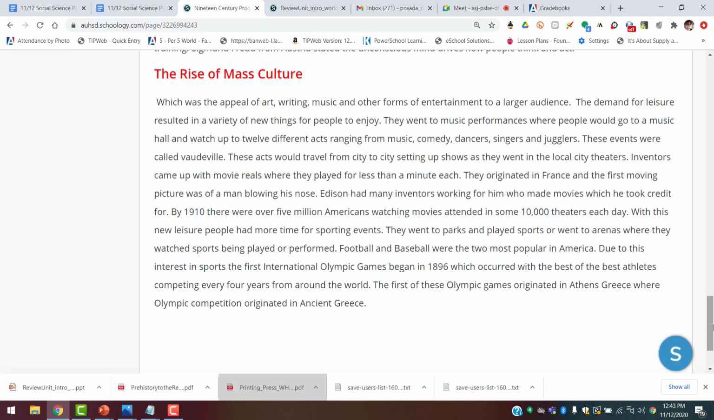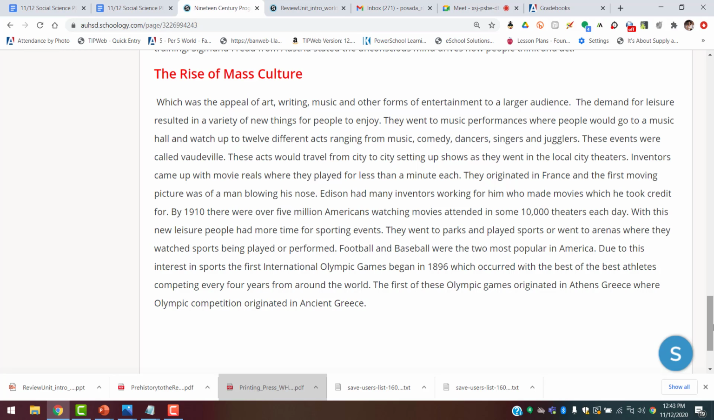Vaudeville would be something that I definitely would want to make sure I knew what it meant and defined. These acts would travel from city to city, setting up shows as they went in local city theaters. So now we have these traveling performers who are going from one city to the other and setting up these different performances that people could pay a ticket to go and see. And they would have multiple different acts, kind of like if you were watching the X Factor on TV.